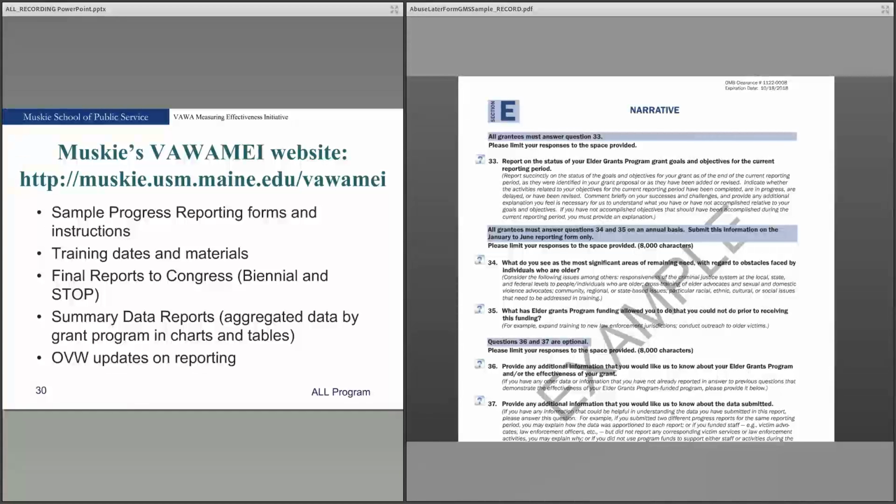So, in closing, we would like to remind you to please use Muskie's VAWA MEI website to help you with your progress report. Displayed is a list of all the products and information you can consistently find on our website. We also post important updates and notification letters from OVW regarding important requirements for new grant programs as the progress reporting forms become available for those programs, and updates on reporting provided by OVW.